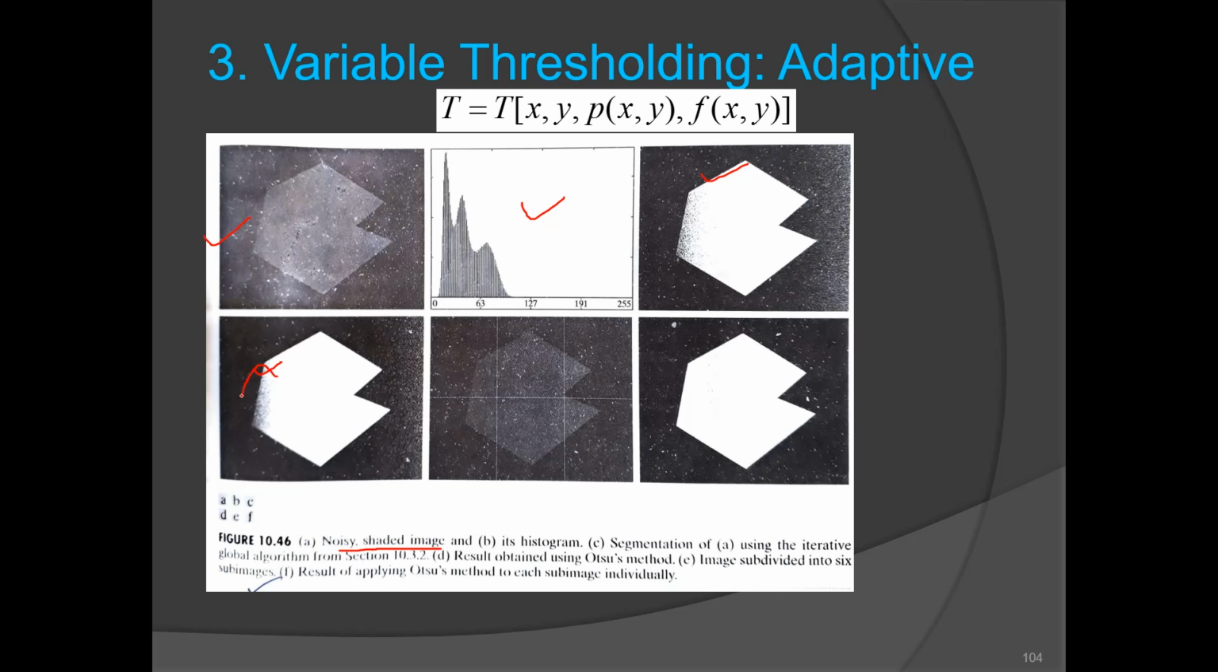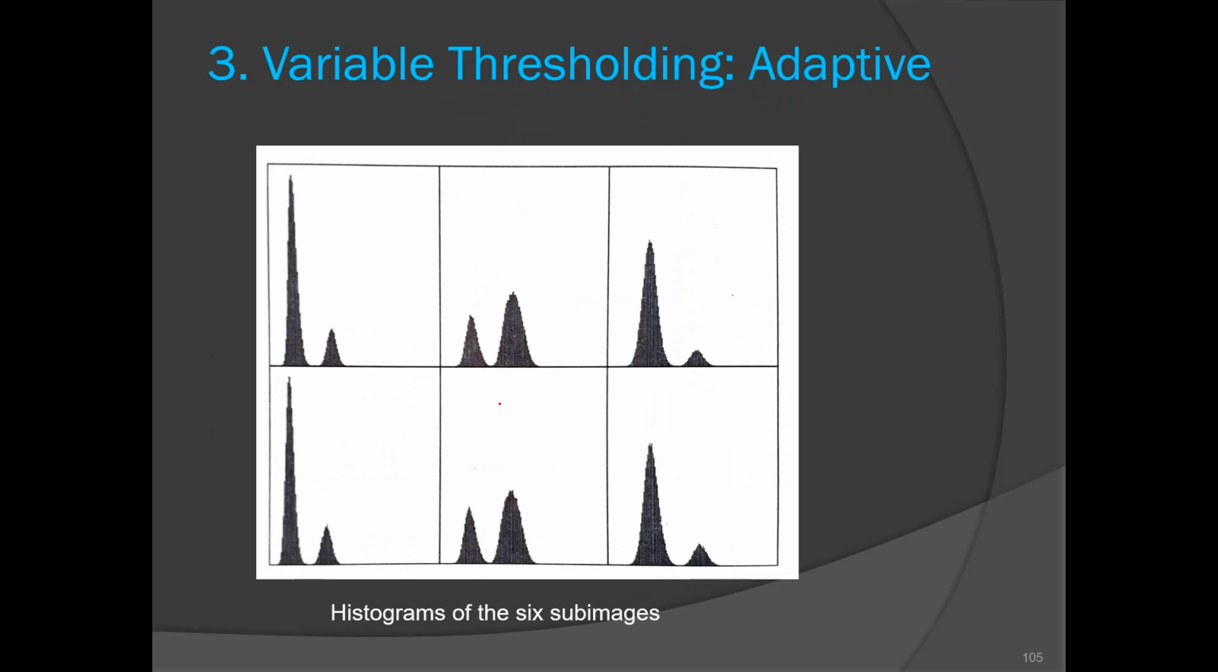As you can see here, some error is there for the Otsu method and for the iterative algorithm also. Now, how to get a better result using adaptive thresholding? Here we have divided that image into 6 sub regions, and if you find the histogram of those 6 sub regions, you will get these histograms. Now as you can see, all the modes are very separate in these sub regions.